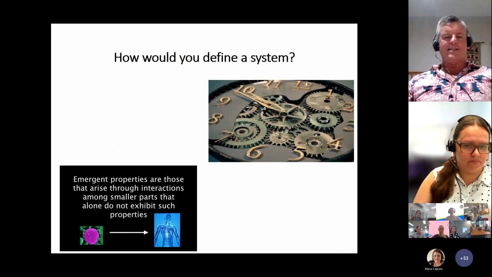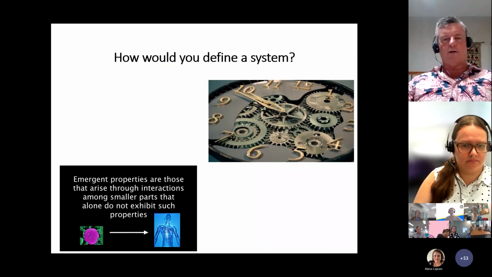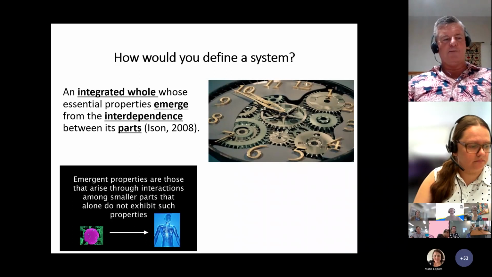So how do you define a system? We've got a piece of clockwork there as one example of a system.